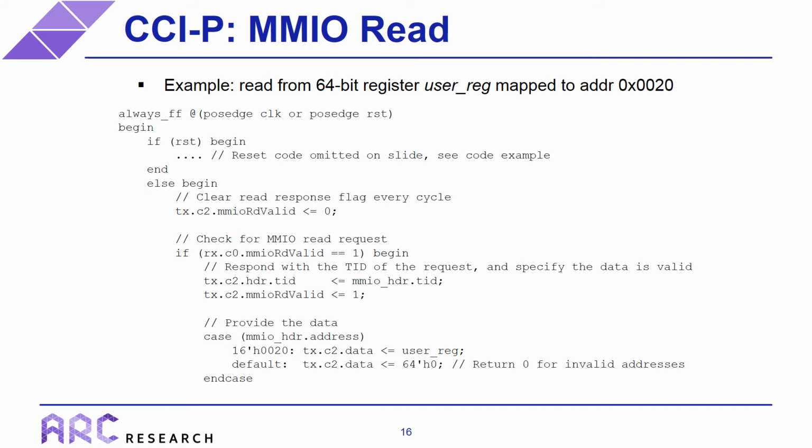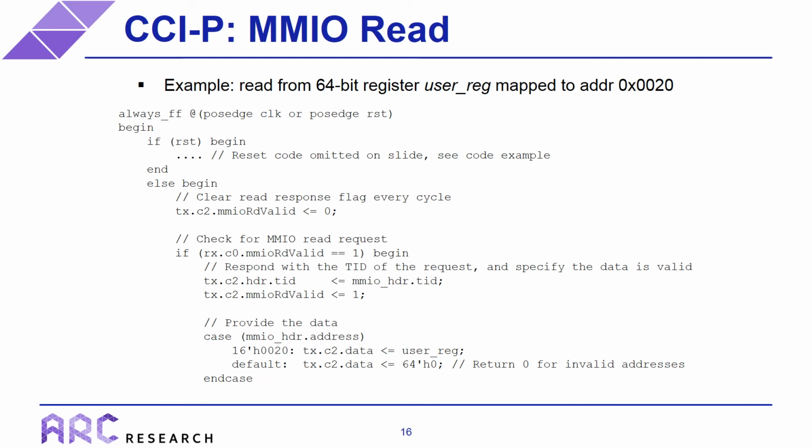Next, we're going to check to see if a read request is currently occurring. We know it's occurring if on channel 0 of the receive port, the MMIO read valid signal is 1. So CCI-P tells the AFU a read request is occurring when that signal is 1. So after that if, we know a read request is occurring, so we just need to grab the transaction ID. And if we're assuming we're going to respond within a single cycle, this makes it really easy.